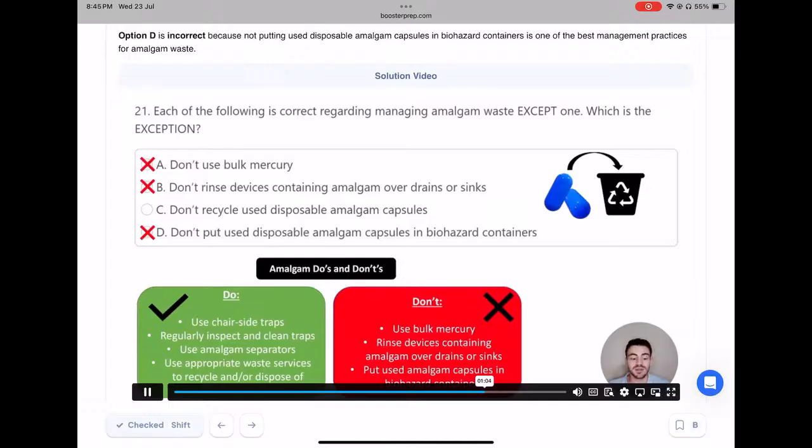So as we've discussed here, option choices A, B, and D are incorrect. And C here is correct because it is the exception here. Don't recycle used disposable amalgam capsules is not great advice because these amalgam capsules can be recycled. So C is our answer here.